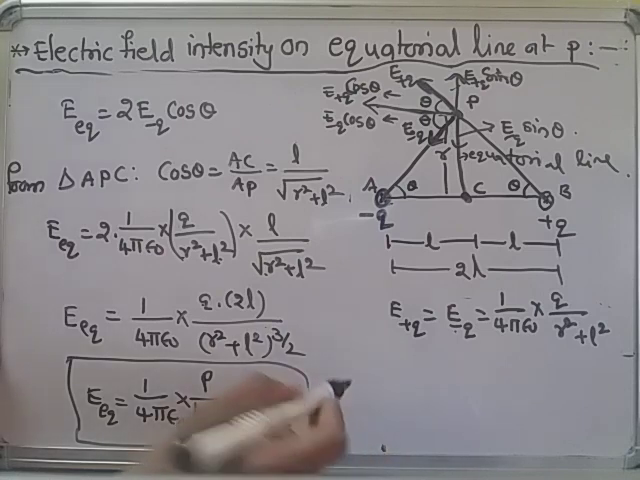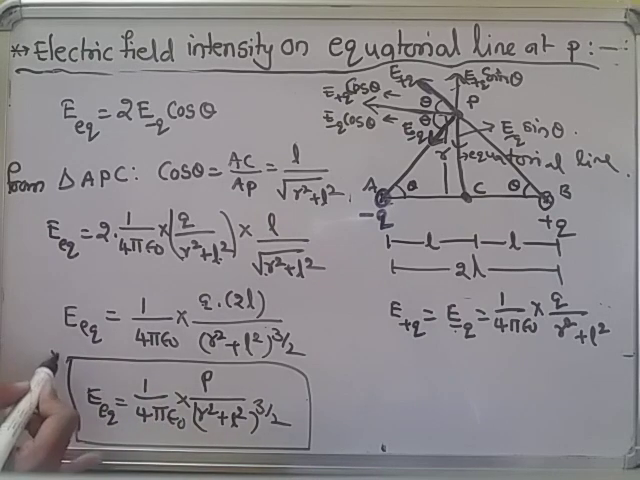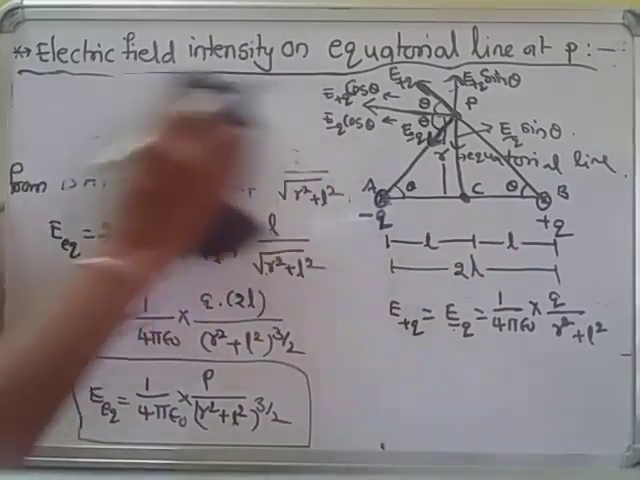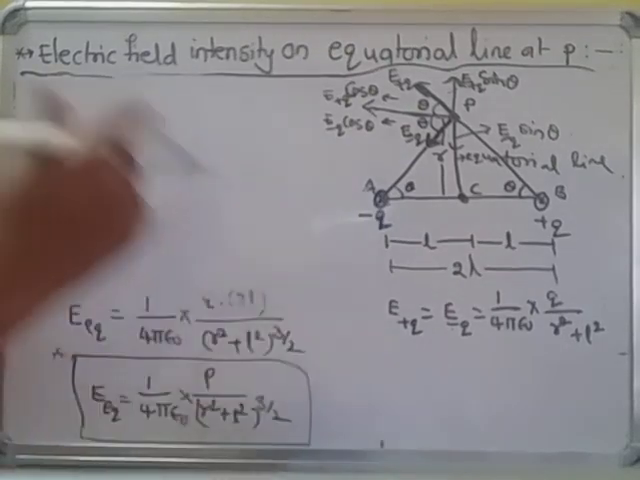Okay, electric field intensity on the equatorial line. The formula is 1 by 4 pi epsilon naught P by R square plus L square whole power 3 by 2. You have to remember this formula, electric field intensity on the axial line and electric field intensity on the equatorial line. And now, in this also we have to take the case of short dipole, how we can write the formula.